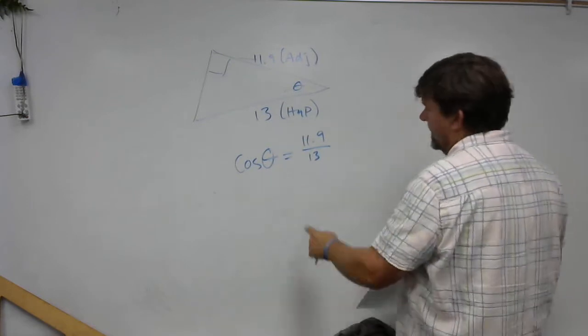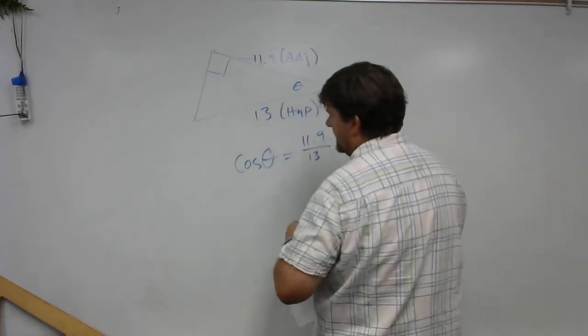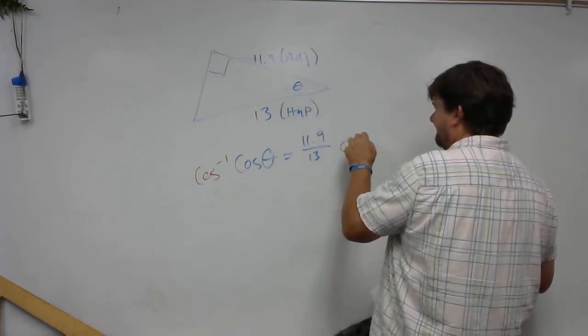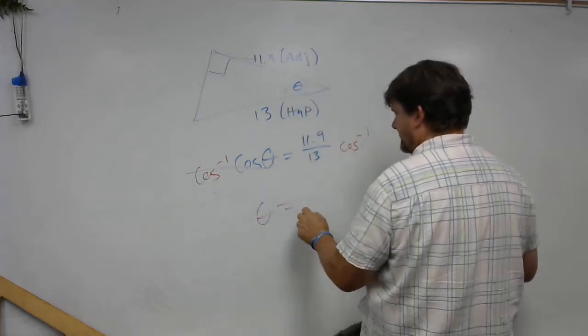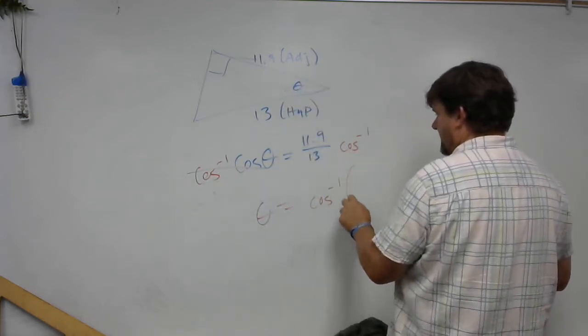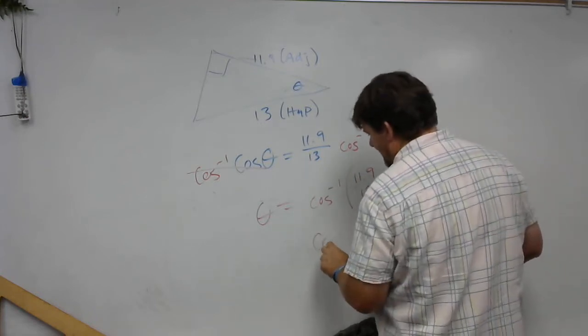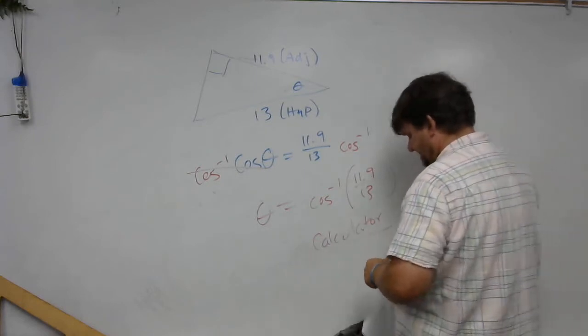So now I got to get theta by itself, and that's where my inverse cosines come into play. And so those cancel, so theta is equal to the inverse cosine of 11.9 over 13. You put that into your calculator, and you get an answer.